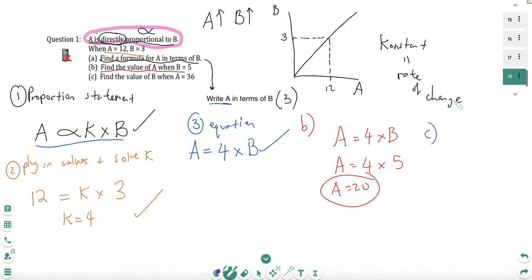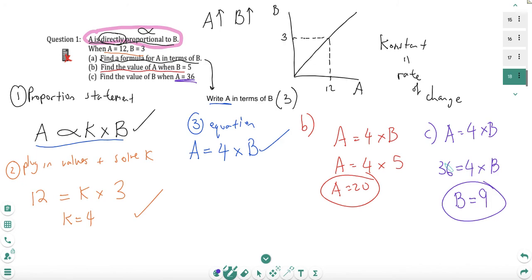And then for C, find the value of B when A is 36. So we're going to get our equation again. A equals 4 times B. This time we want to find B when A is 36. So we'll replace A with 36. So 36 is equal to 4 times B. So 4 times something is 36. If you want to be technical, you can do 36 divided by 4. But I just know 4 times 9 is 36. So B must be 9. And that is your answer, guys.